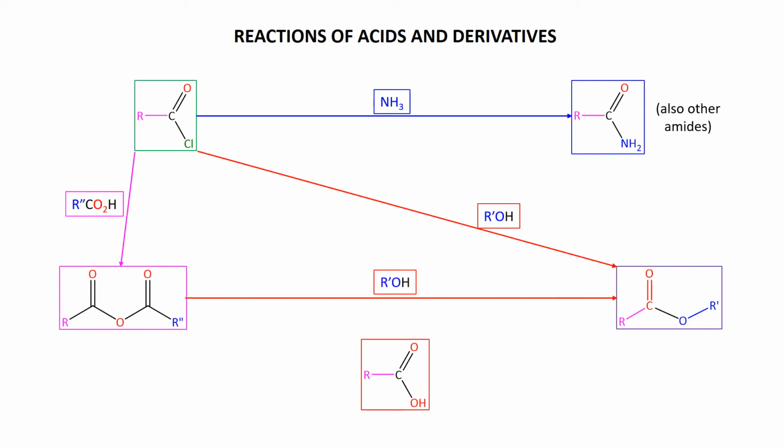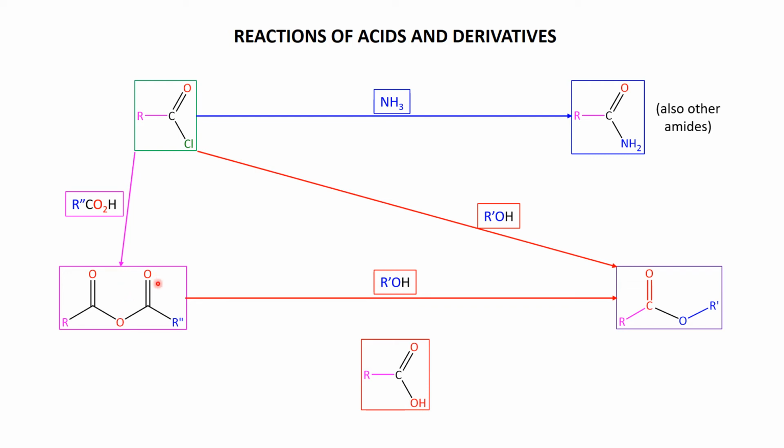Now, acid anhydrides are the second most reactive. That means you have to be very careful not to hydrolyze them to make the acid. So I'm not going to have a line to hydrolyze the acid anhydride to get down to the acid. Just know that it happens. So you have to be very careful not to expose these to water as well.